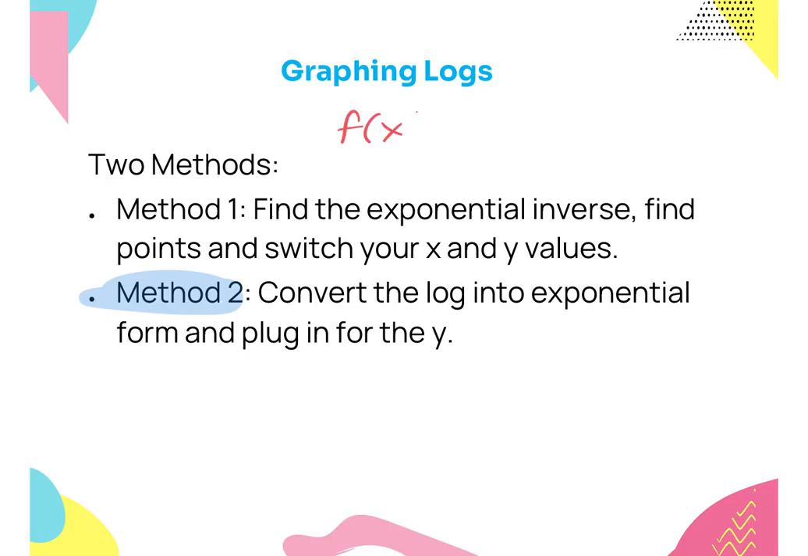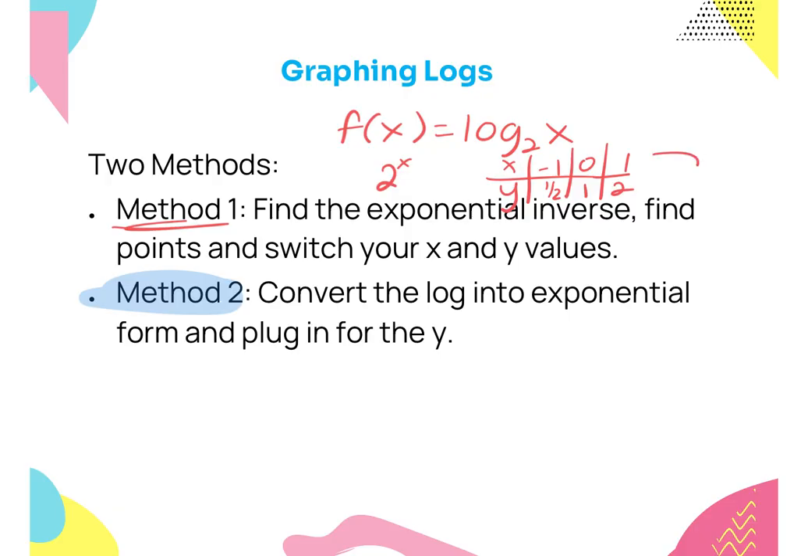If it said f of x equals log base 2 of x, then one option, method 1, is make that 2 to the x, plug in for my x values, -1, 0, and 1. I'd get a half, I'd get 1, I'd get 2. But then to graph it, I have to switch my x and y's, which would make it go back to the log. So I figure out the points for the exponential function, but then I have to switch it back to the log function. That's method 1.